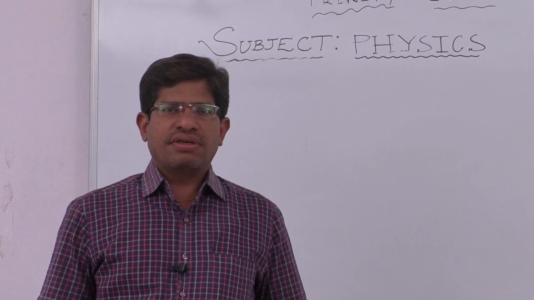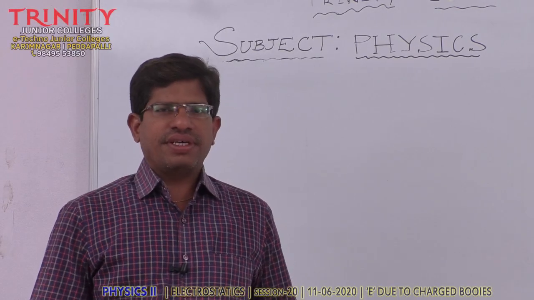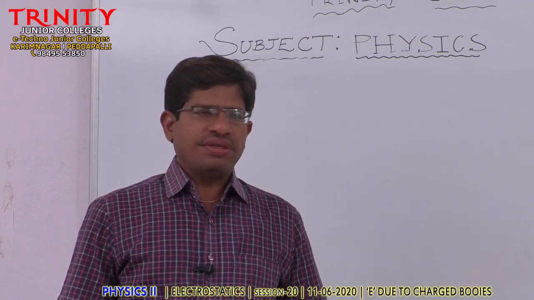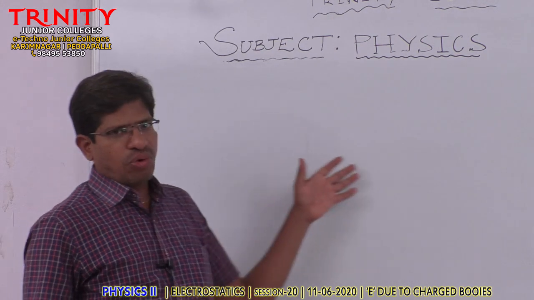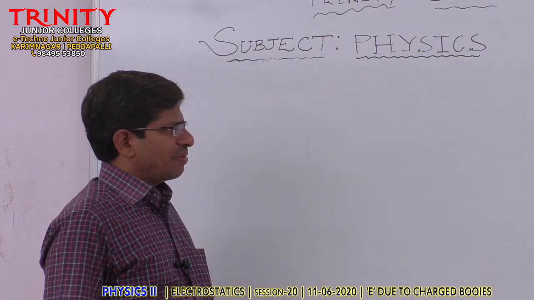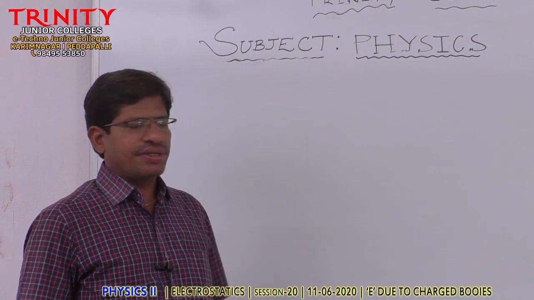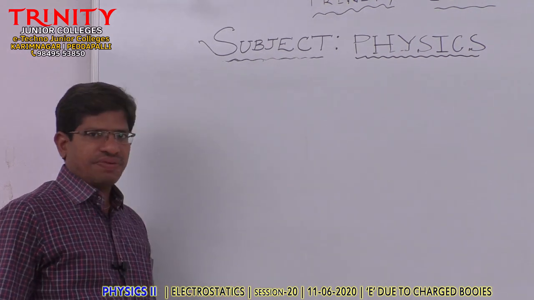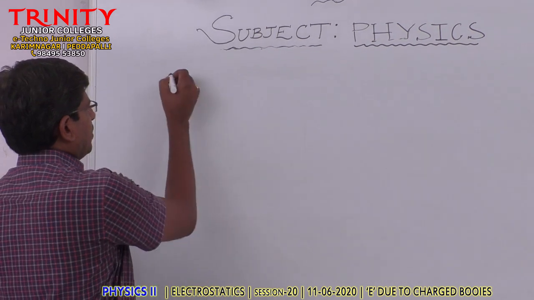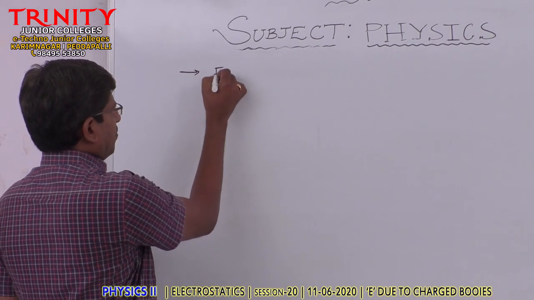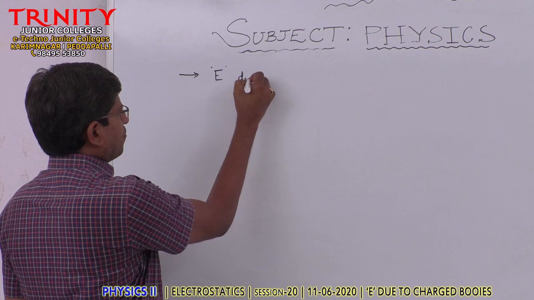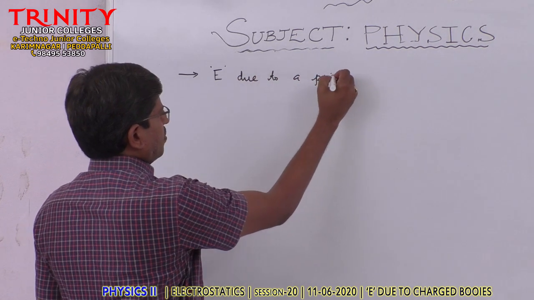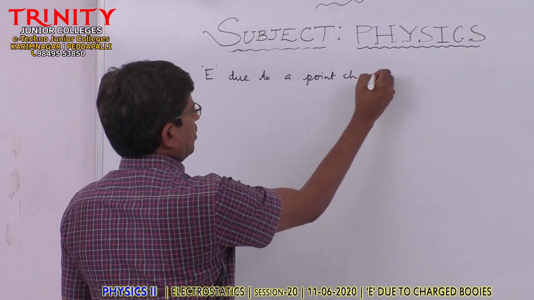We have been discussing electric intensity due to various charged bodies, and now let us proceed to some more charged bodies and find the electric field intensity due to them. So let me give a quick recap of the previous class. In the previous class, we found E due to a point charge.